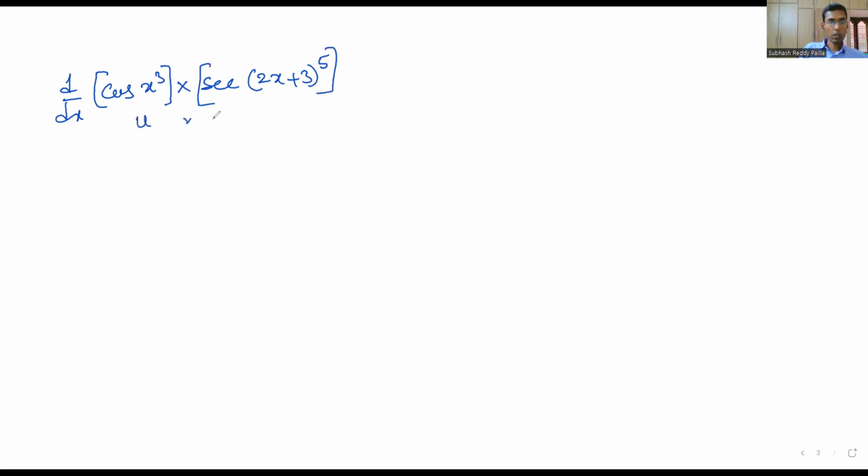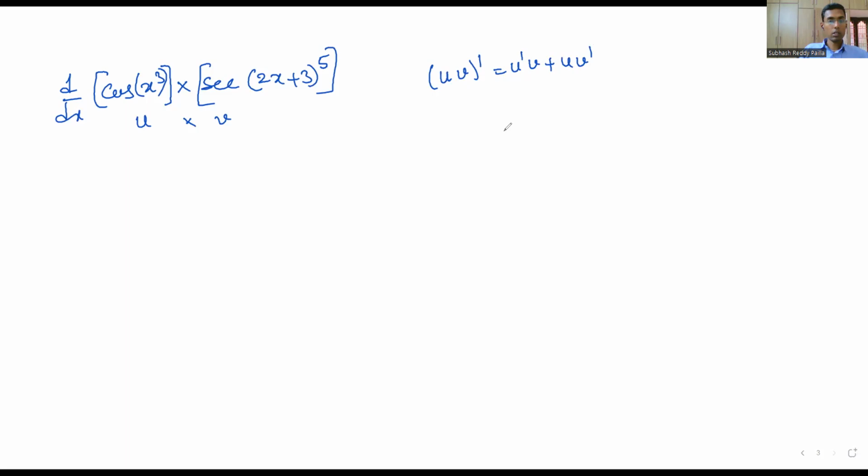Next, d by dx of cos x cube into secant of 2x plus 3 whole square, whole power 5. You understand? This one is u, this becomes v, and we need to apply u into v, because two functions are there. Inside function is the other thing. But first of all you have this uv, so uv whole dash is u dash v plus u v dash.